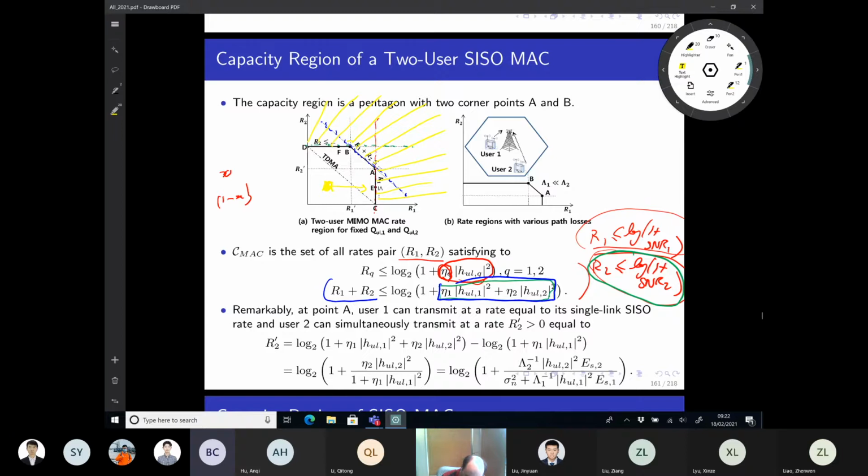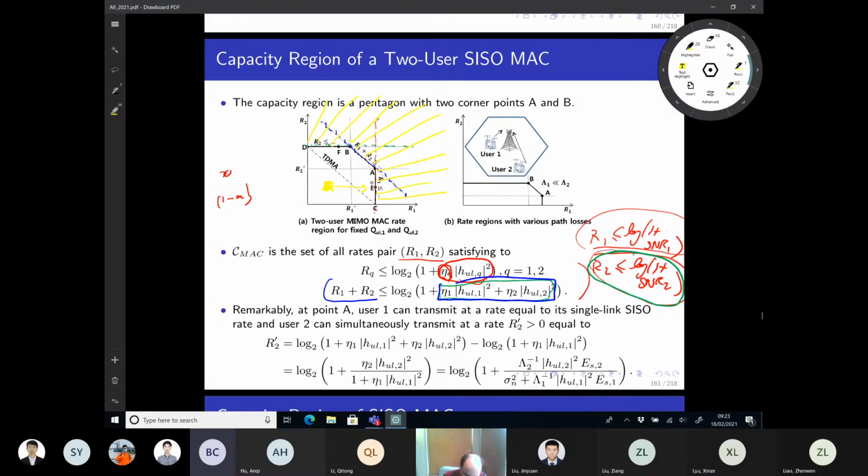So what that says is that if you're on this segment here, it means that you can transmit at a rate that is non-zero for user 2, right? If you're here on this segment, you can transmit at a non-zero rate for user 2 and still transmit at a rate for user 1 that is the maximum. So that's the rate as if user 1 is alone in the system. So you could have user 1 transmit as if alone in the system, and at the same time accommodate a user 2 that will transmit at a non-zero rate, right?